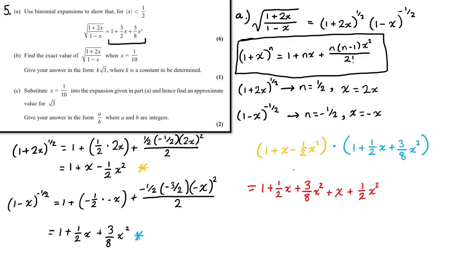So we're complete with the x, and we move on finally to minus a half x squared. And if we think about it, all we've got to do here is times minus a half x squared by the 1. If we times it by anything else in this blue bracket, then it will be greater than a power of 2, and we wouldn't include it. So finally, minus a half x squared times 1 gives us minus a half x squared.